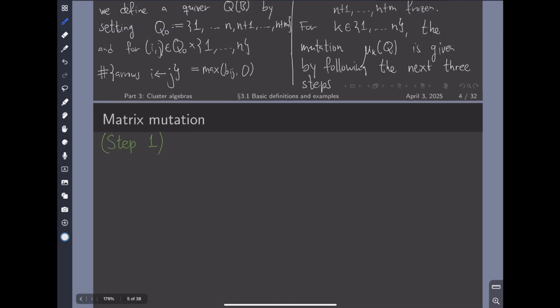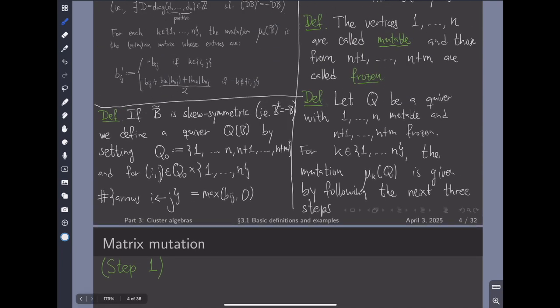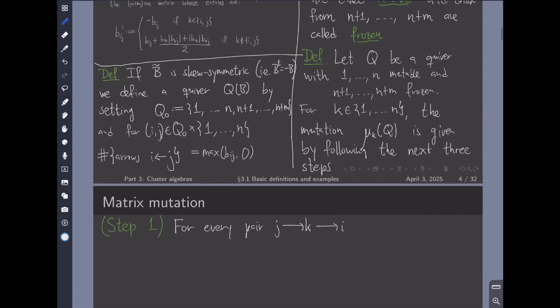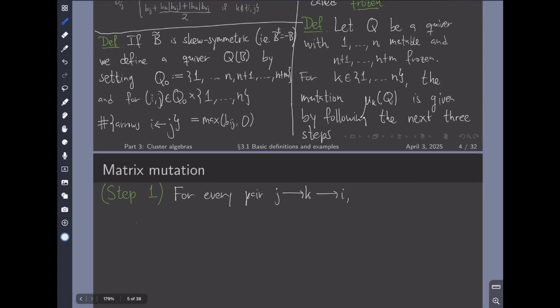So in the first step, we look at every pair of arrows consisting of an arrow of Q coming into K and another one going out from K. So for every pair of arrows, introduce or add a composite arrow, a new arrow, from J, let me draw it like this, to I. So I think of this step as introducing composite arrows going through the mutating vertex, through the mutating index.